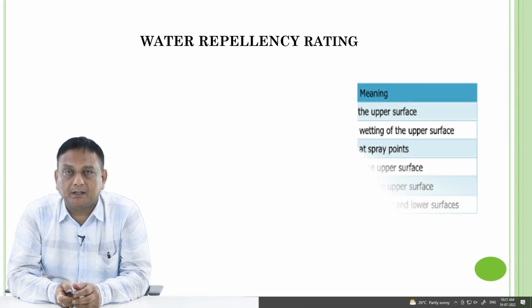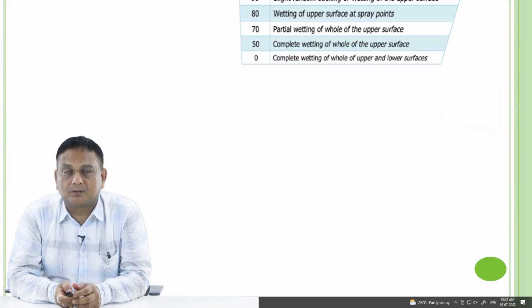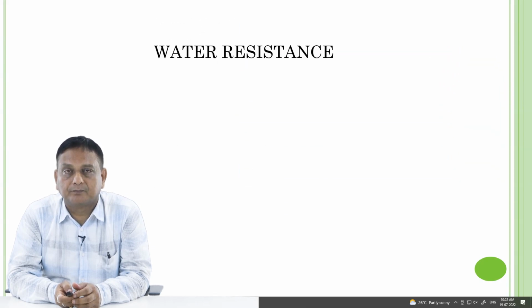Now in that rating, 100 means there is no sticking or wetting of the upper surface. 90 denotes slight random sticking. Then 80 denotes wetting of the upper surface by spraying. Similarly, 0 means complete wetting of the whole upper and lower surface. So that is not desirable at all. So normally 80 and above is acceptable for water repellency testing.